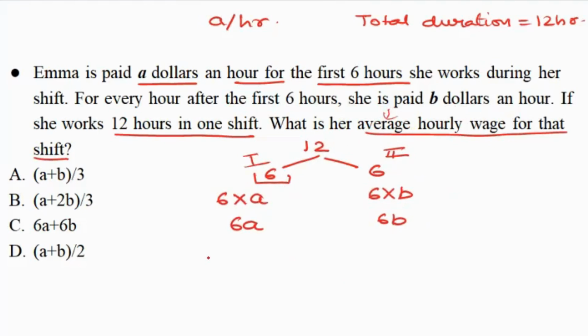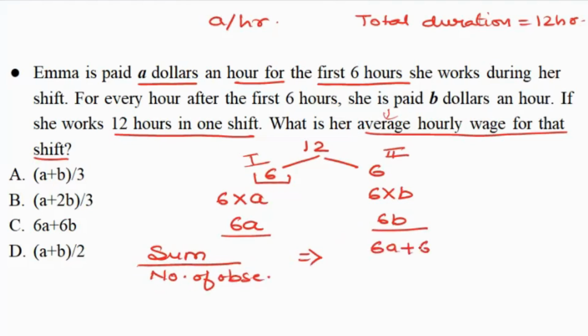For average, we need to find the total. Whatever the observations are, we need to find their sum. Then we need to divide it by the number of total observations, or the total of things, whatever is given to us. Correct? So the total wages is 6A plus 6B. Correct? That should be the total wage. Now the total number of observations, which means the total number of hours, is 12.